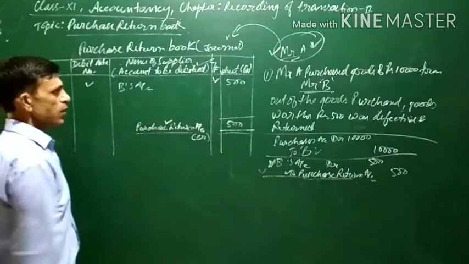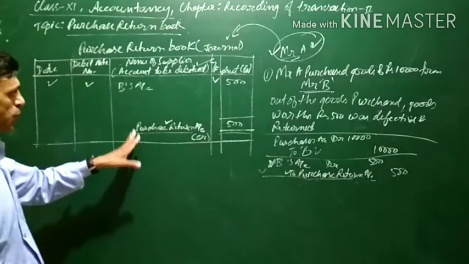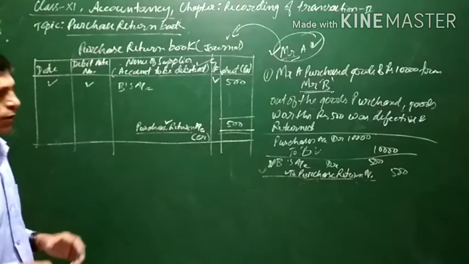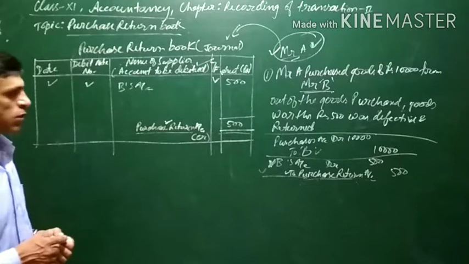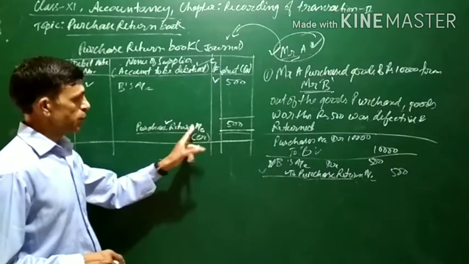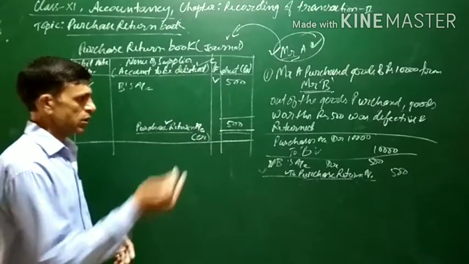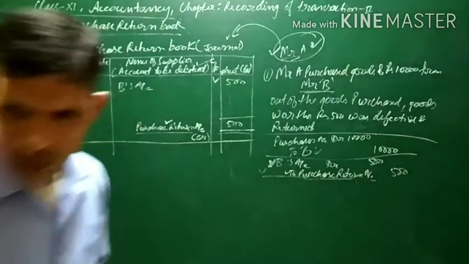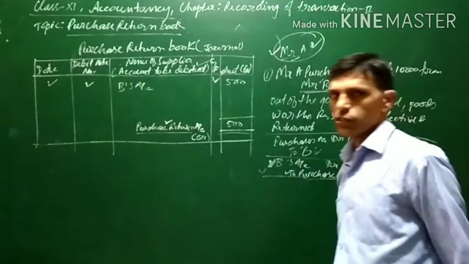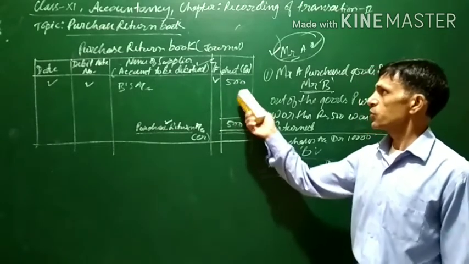So this is the preparation of the purchase return book. When goods are returned because they are found defective or not as per our expectation, the purchase return account will be credited and the total of this book will be transferred to that account after a certain time. These are done. Now let us see the next thing. We studied the purchase book in the previous video. This is the purchase return book.